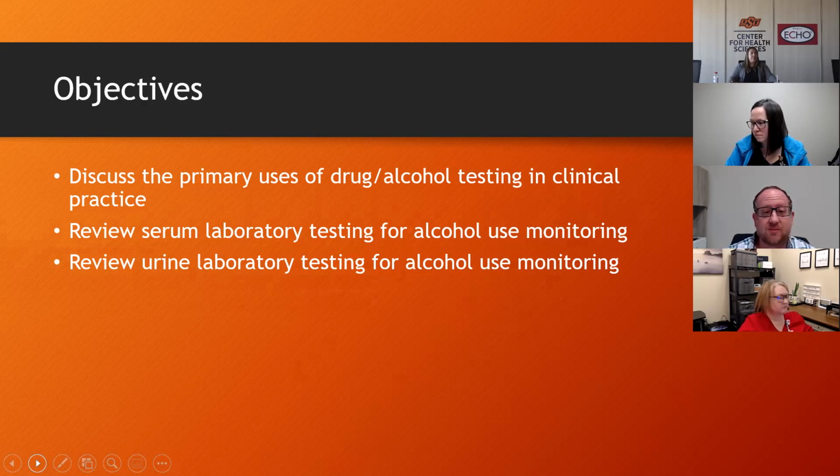And then we're going to look at some of the serum laboratory testing that we can utilize for alcohol monitoring, as well as some of the urine testing that's available. So next slide, please.